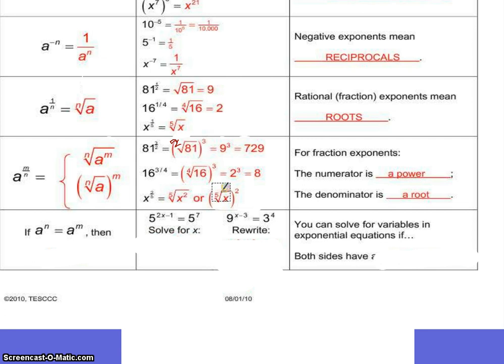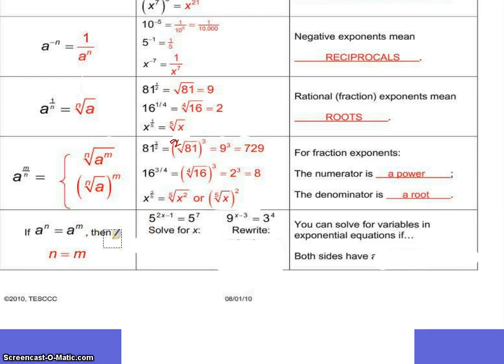So now let's look at the last exponent rule. If a to the n equals a to the m, then we know that n has to equal m. So sometimes we're not going to even deal with bases. If my bases are the same, I can just deal with my exponents.